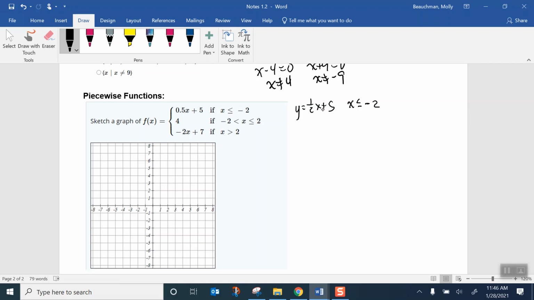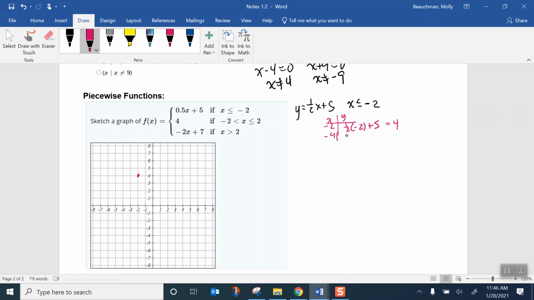So you can do this a couple of different ways. You can graph it and then erase part of your graph from negative 2 and below, or you can plot a few points. This is less than or equal to negative 2, so I'm going to let x equal negative 2. And then I just need one other value less than that, maybe negative 4. I picked that because I have to multiply by a half. Then I get a y-coordinate. 1/2 times negative 2 plus 5. Negative 1 plus 5 is 4. So I'm going to graph the point negative 2, 4. And it includes it.